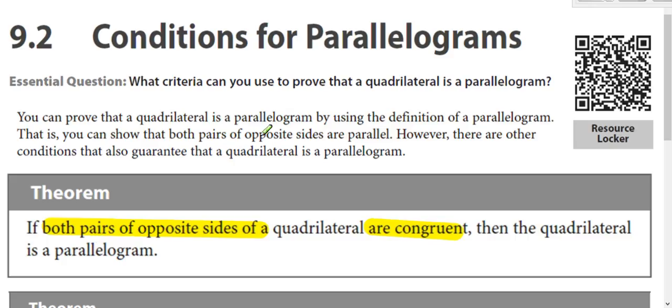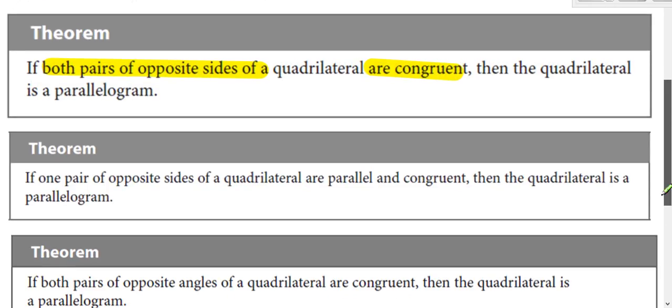So you can show that opposite sides are parallel. You can show that both pairs of opposite sides are congruent. Or if you know that one pair of opposite sides are parallel and congruent. That one's a little bit different.